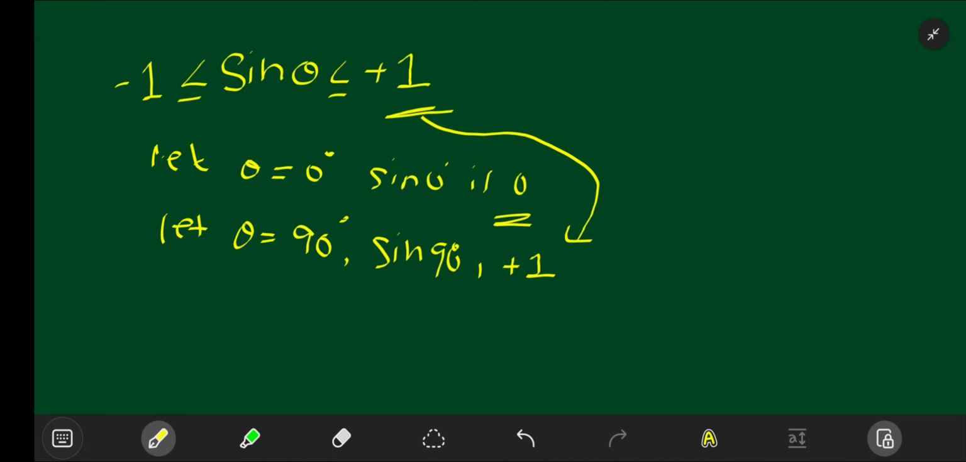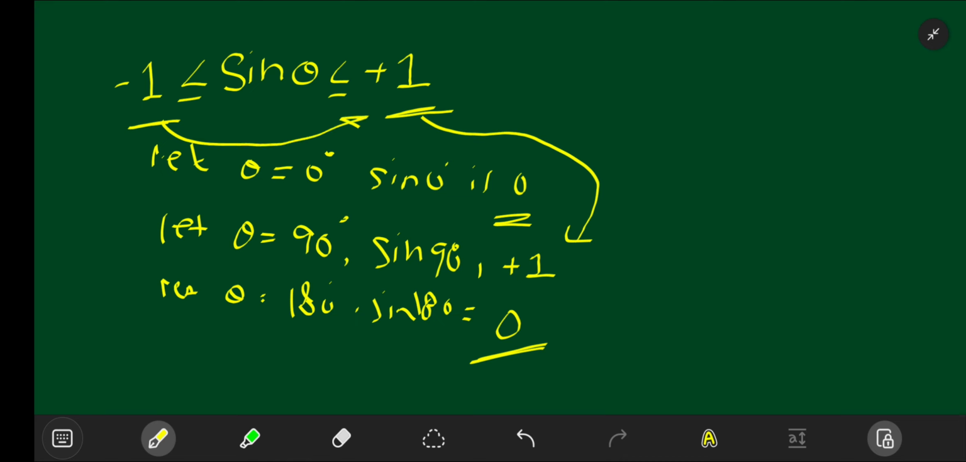Next, let theta equal 180 degrees. What is sin 180 degrees? It is 0. The value is 0. The 0 is also between minus 1 to plus 1. So this is also correct.